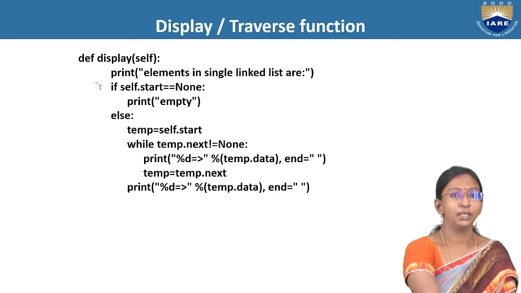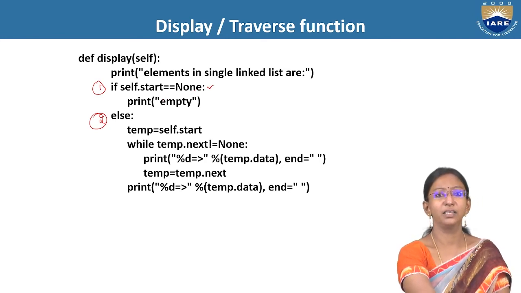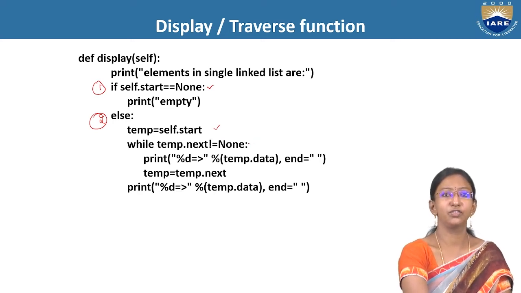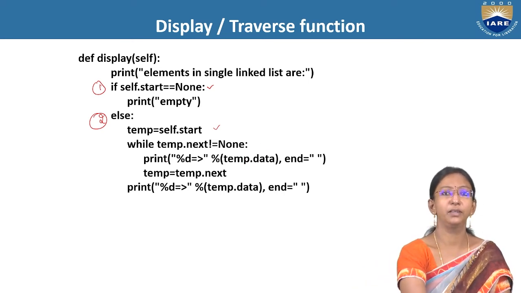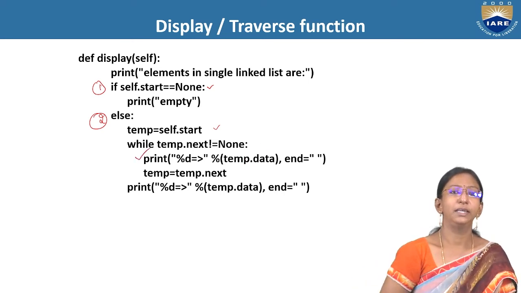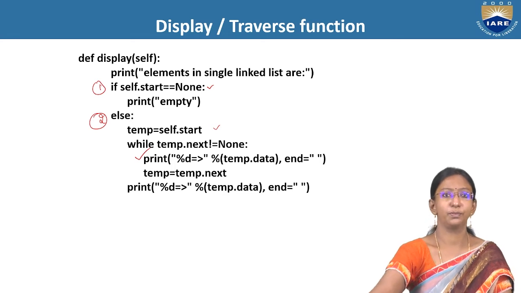Even here, I'll take a precautionary step to check whether a list exists or not. If it does not exist, fine, I'll just say that it is empty and I'll return. Else, I'll give the name temporary to the first node and take the hops until I reach the last node. And whenever I take a hop, I'll print the data part of it. Thereby, I can say that I have successfully completed the traverse operation.